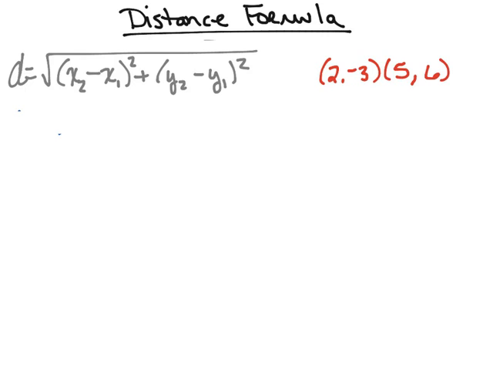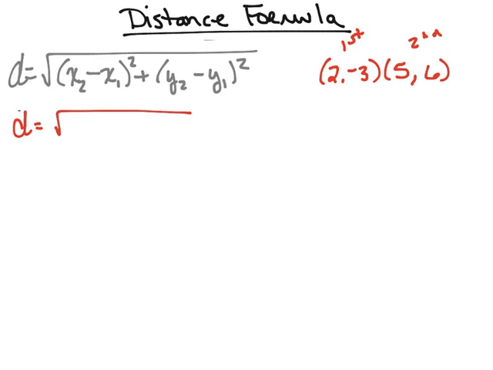Alright, let's try another example. This time I've taken away the graph, and all I have are the 2 points. I have the first point 2, -3. I'm going to call that my first point again. The second point I have is 5, 6. And what I want to do is find the distance between these 2 points. Alright, so let's start by plugging in the values into the formula.